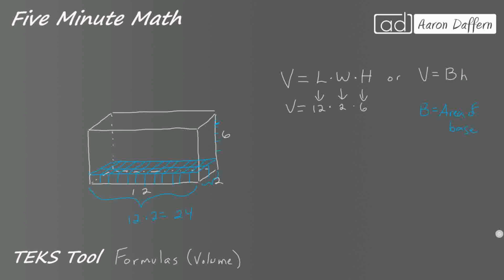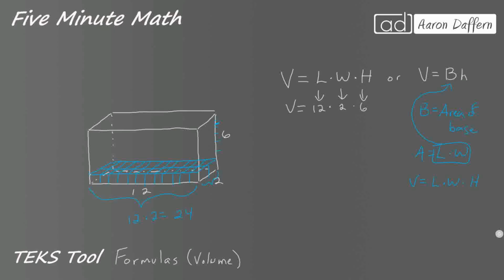Now, what is the area of the base? Our base is a rectangle, so my area is going to equal length times width, because that's the area of a rectangle. So if the area of the base equals length times width, I substitute that back in right there. You see how we're going to get V equals length times width times height. So you can look at it as base times height. You can look at it as length times width times height.